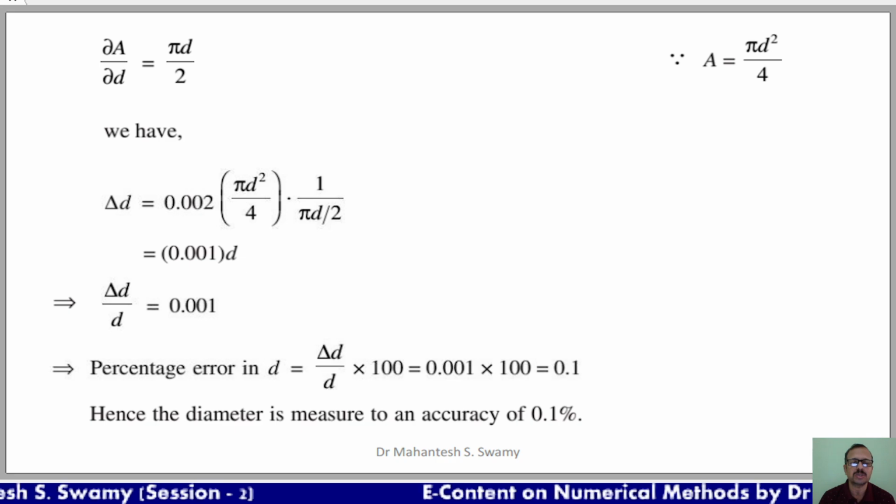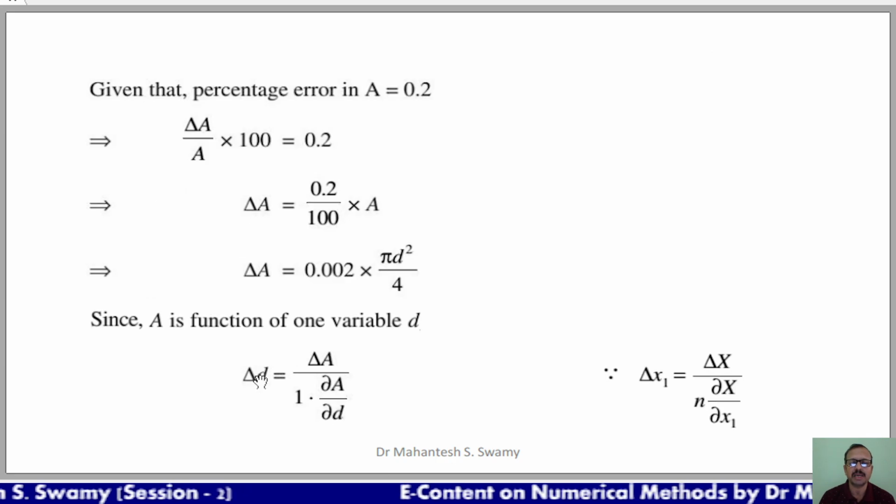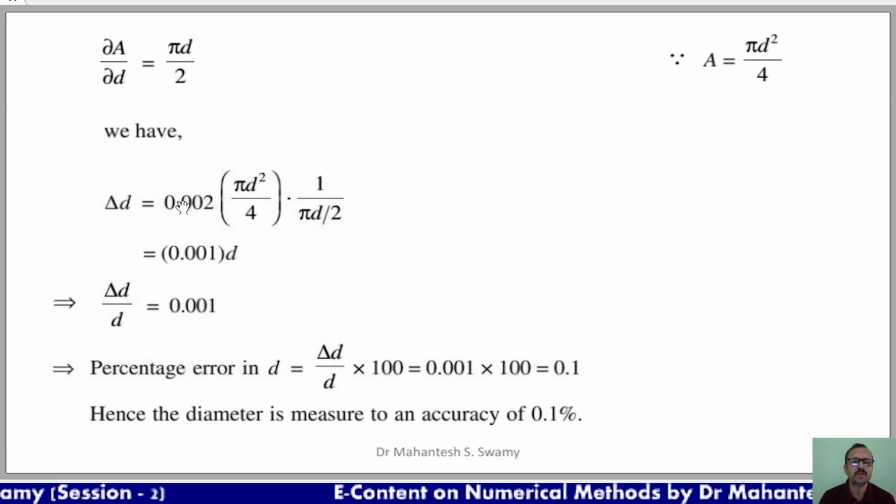You look at the formula. Delta d is delta A divided by dou A by dou d. That is what we are substituting. Numerator divided by the denominator, that 1 divided by pi d by 2, this value we have substituted. Now simplification: d cancels, the 2's cancel, and this 4 cancels with the other 4, and 0.001 remains. Pi cancels with pi, and d cancels with d, only d remains.